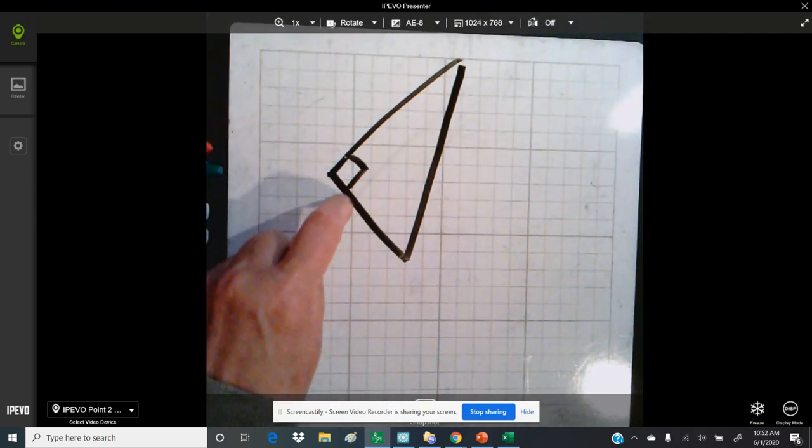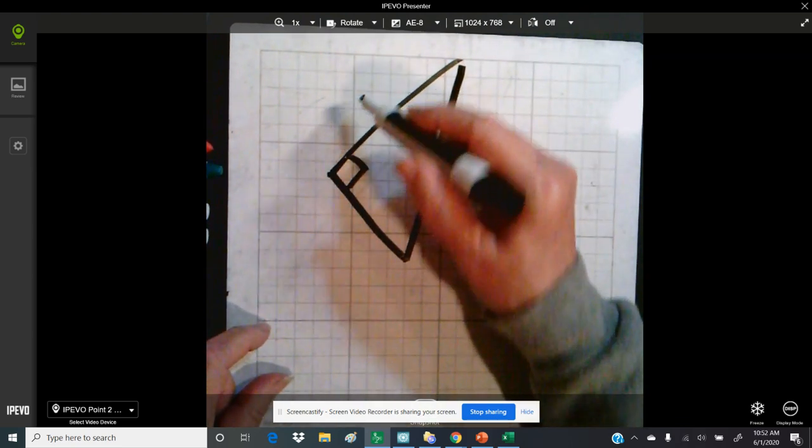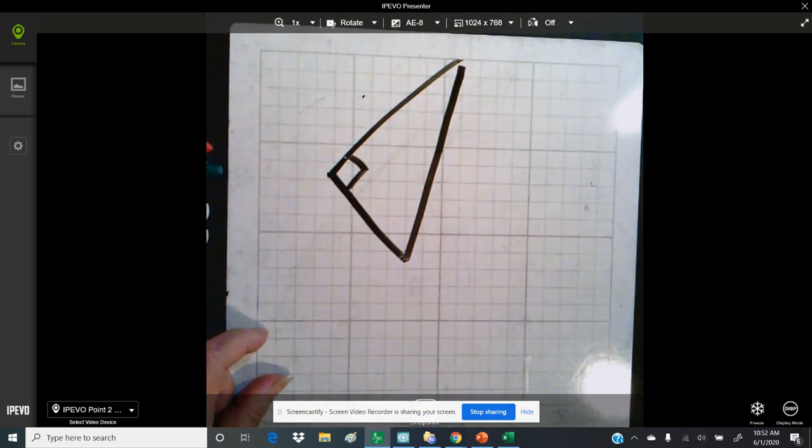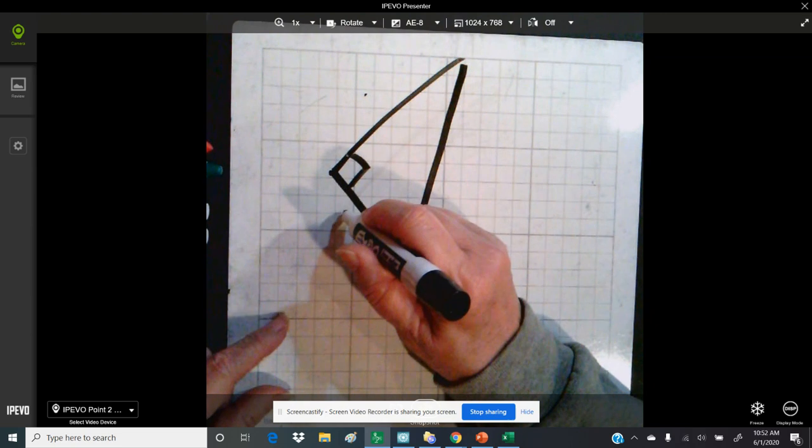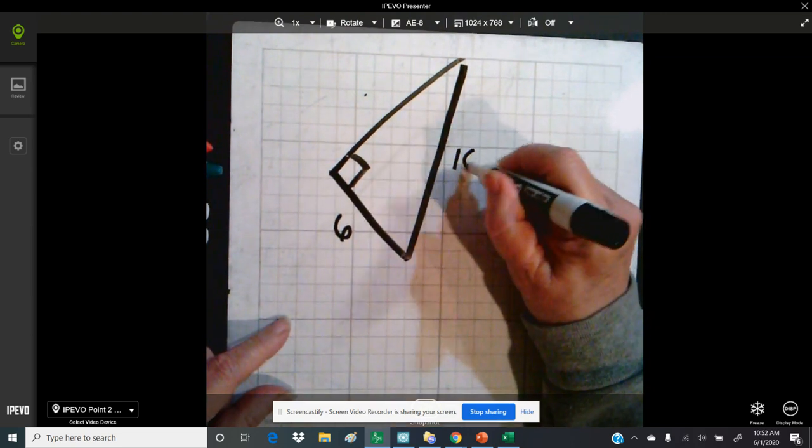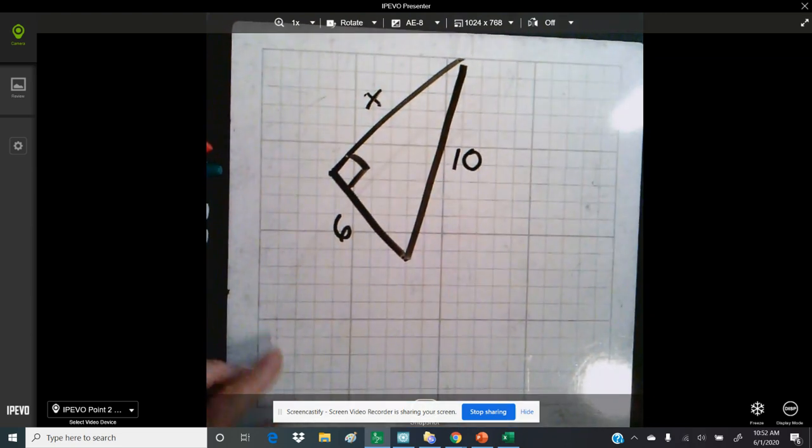This shows you where your legs are. It connects the two legs. So this is a leg and this is a leg. This is your hypotenuse. Let's say I know that this is 6 and this is 10, and I want to know what this leg is.